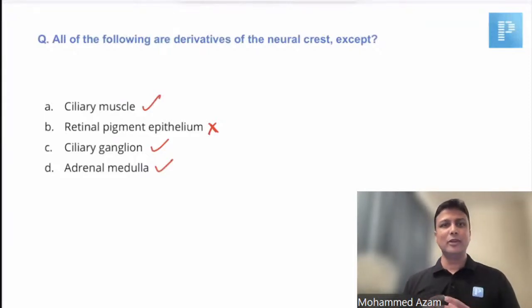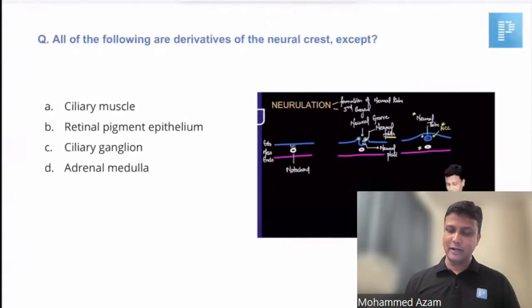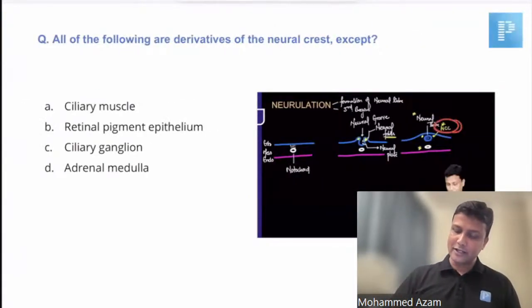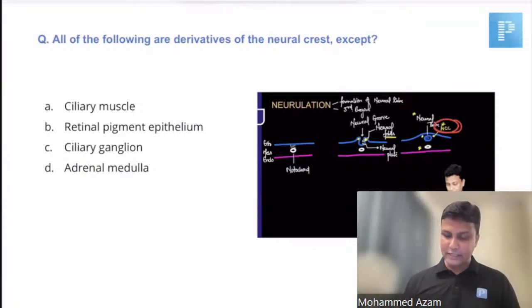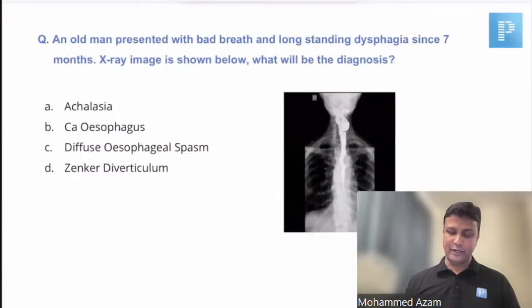If you have learned about the adrenal gland, it has two parts. One is the adrenal cortex, another one is the adrenal medulla. The adrenal medulla is also referred to as a modified ganglion. Remember, even that is derived from the neural crest cells, but not the retinal pigment epithelium. Already the neural crest cell derivatives have been discussed, and we discussed them recently in the rapid revision session also. Perfect, my dear friends. Let us move on to the next question right now.